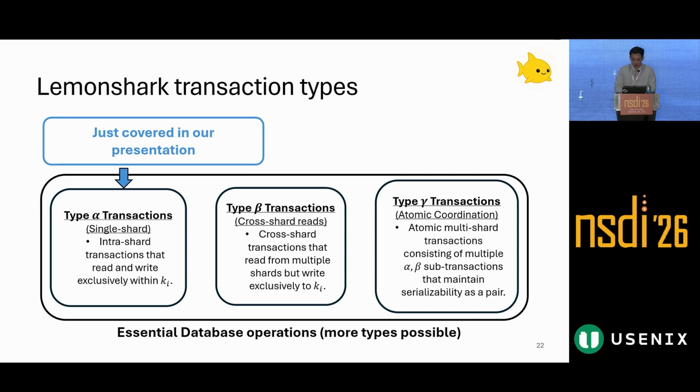So those were the conditions for type alpha transactions. The interesting details for how type beta and type gamma transactions may obtain early finality can be found in the paper.